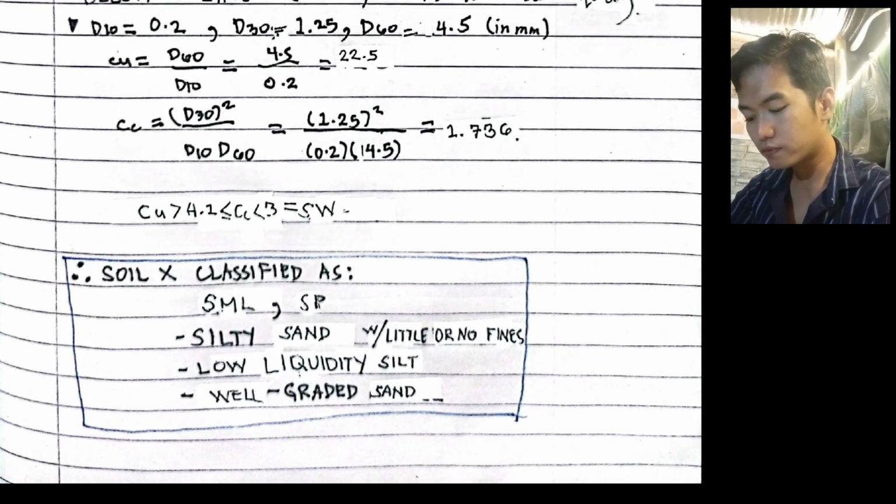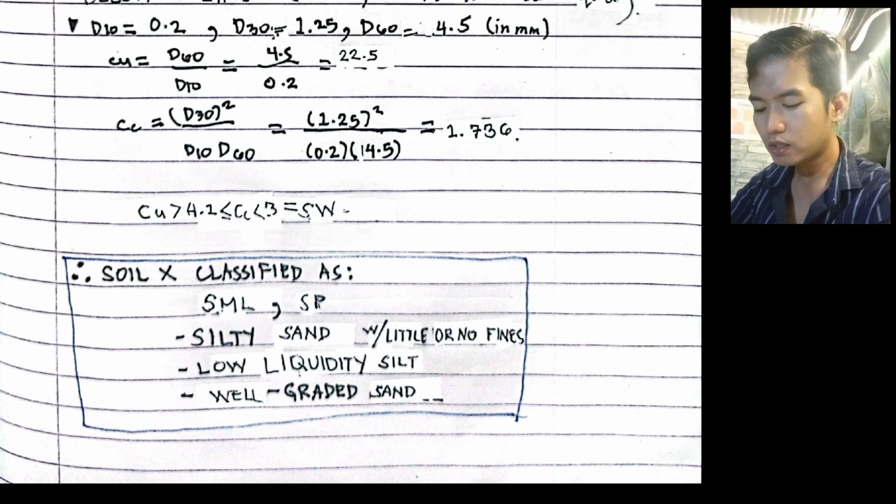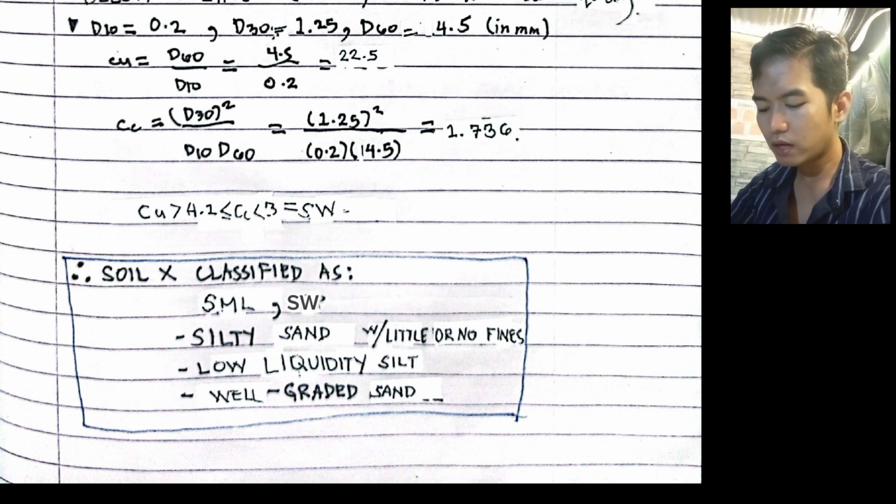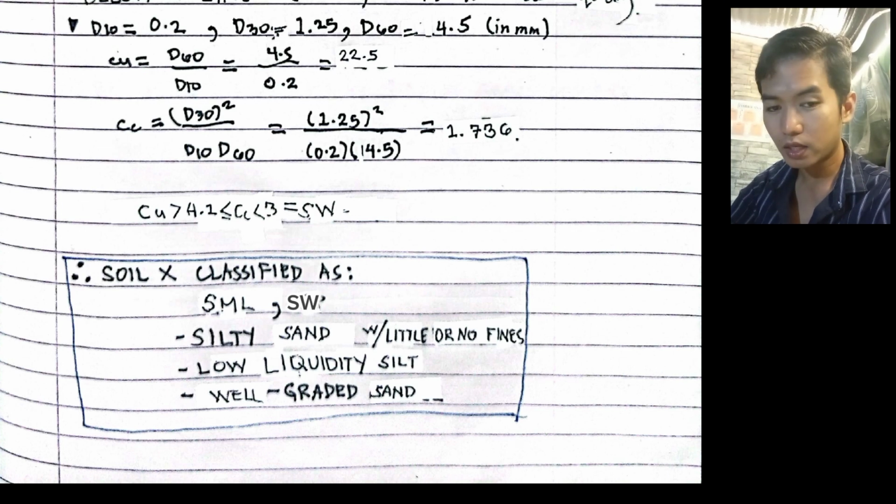Then using the formulas of CU and CC, CU is equal to D60 over D10, that is 4.5 over 0.2, which equals 22.5, and CC is D30 squared over D10 times D60, which calculates to 1.736. The condition is satisfied, since CU must be more than 4, and our CU is 22.5, and CC must be between 1 and 3, and our CC is 1.736. So that is well graded sand.